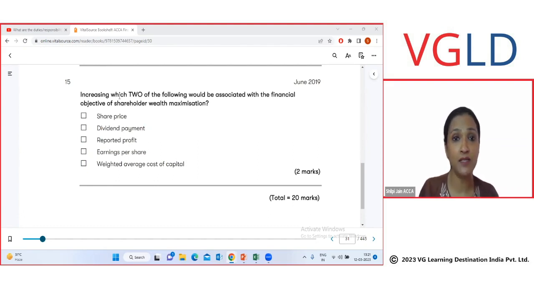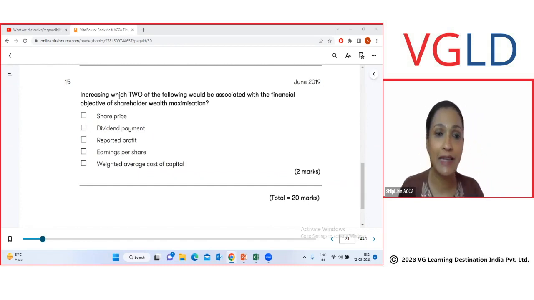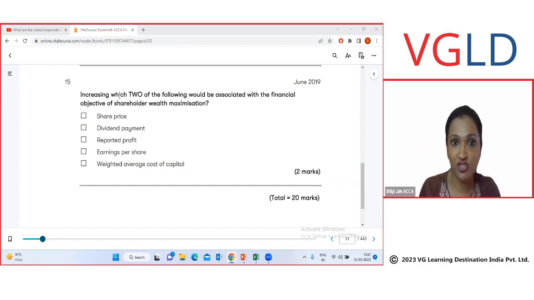So if share price is increasing, definitely your wealth as a shareholder is increasing. If dividend payment is increasing, definitely your wealth as a shareholder is increasing. If reported profits are increasing, but then what happens if reported profits are there, but they are not actual profits, or they are not getting distributed to your ultimate shareholders? Then obviously, that doesn't directly increase your shareholder wealth maximization. So that is not earning per share. Again, this is not directly associated. So of the two payouts, definitely share price and dividend payments are the ones that directly increase the shareholders' wealth maximization, right?